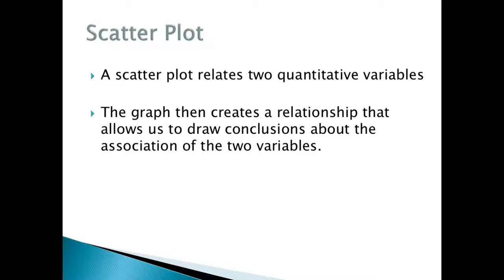To begin with, the scatter plot relates two quantitative variables. This means two things that we can count. The graph then creates a relationship that we can use to draw conclusions about the association of the variables. So we can use this to describe the pattern between the variables and make predictions about future events.